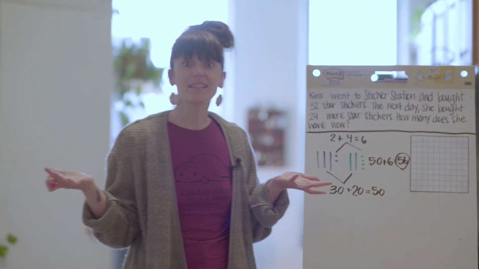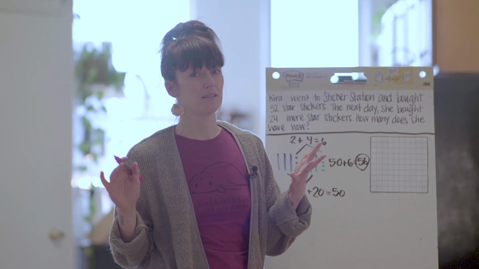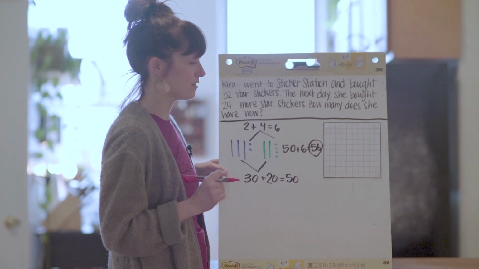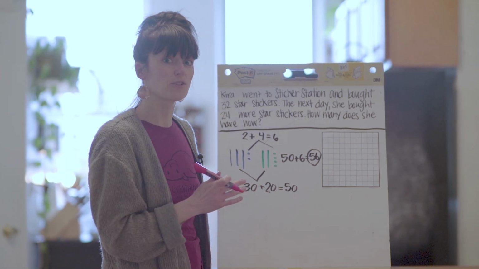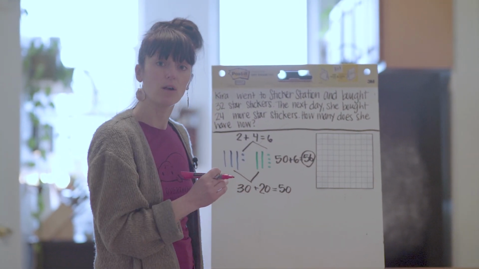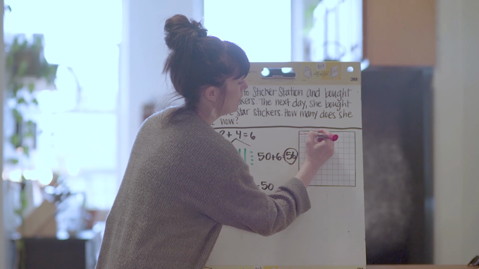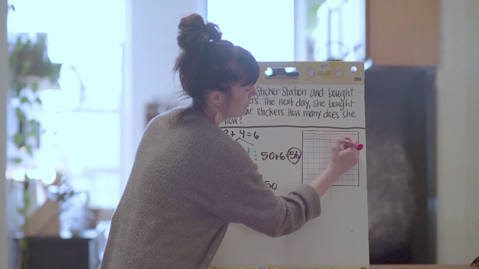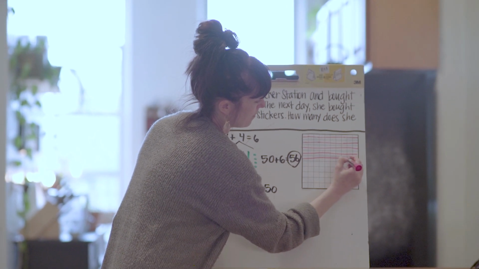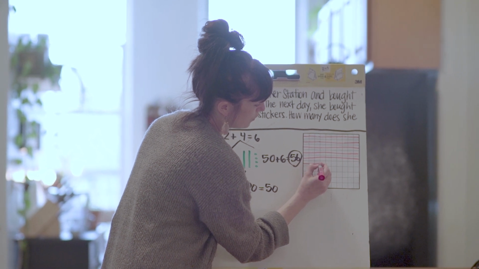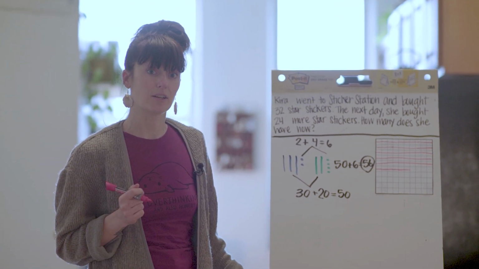Now that she has all these stickers, she needs to put them in her sticker book. So in order to put them in her sticker book, I'm not going to draw all the fancy stars. I'm just going to represent it by drawing a line across. And remember, in her sticker book, each sheet contains a total of 100 stickers. So that means that each row is worth 10. So in order to mark 56, I'm going to draw a line here. 10, 20, 30, 40, 50, and 1, 2, 3, 4, 5, 6. So now she has 56 stickers in her sticker book.